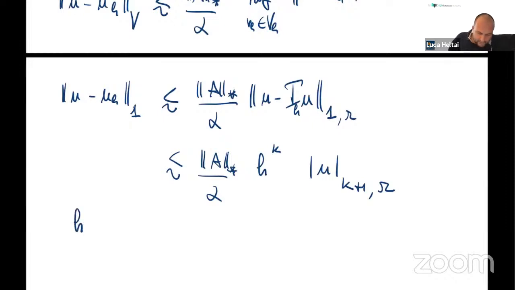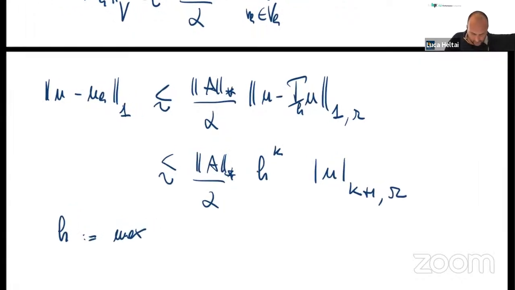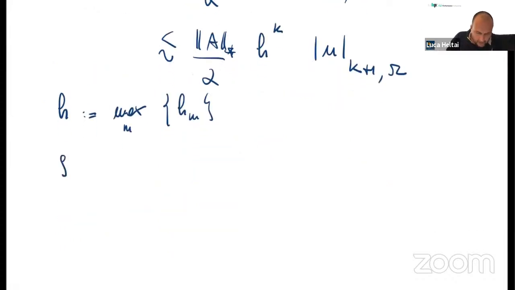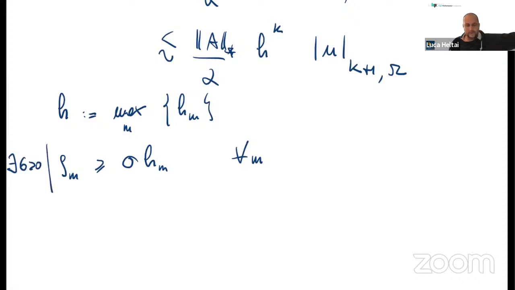size tau, and then we have defined here h as the maximum over m of h_m, and we also have assumed that rho_m was greater or equal than sigma h_m for every m, so that there exists sigma greater than 0 such that rho_m is greater or equal than sigma h_m, and we say that this is a quasi-uniform grid.